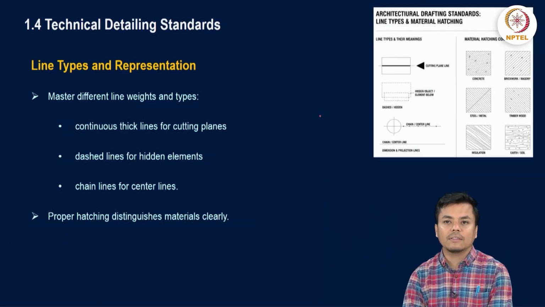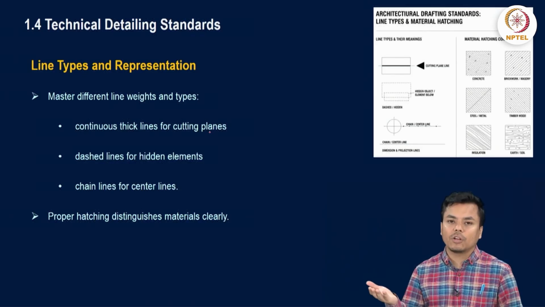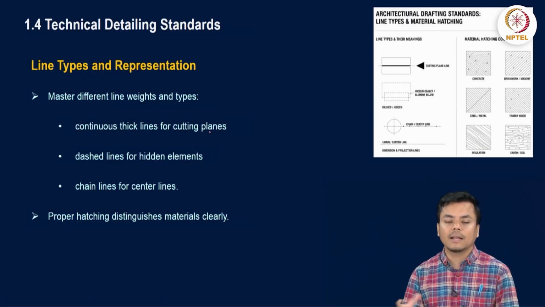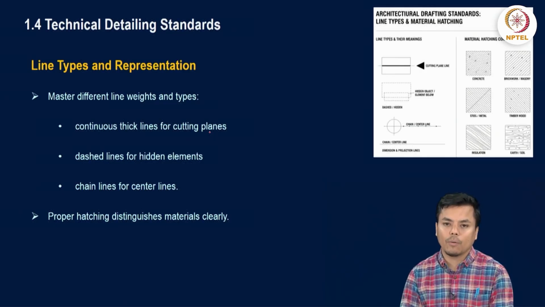Then next is your line type and representation. So master different line types and line weights. As already explained, continuous thick lines for cutting planes, where, if you are showing the section or plan, that imaginary plane is used to cut the structural member or the building component. So highlight that face with thick lines, and then others will follow with less intensity. Then dashed lines for hidden elements. If there is any connection that is not visible, then you can showcase that through dashed lines. Chain lines for center lines to showcase the center of that entire building component.